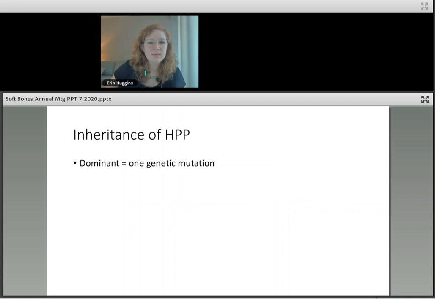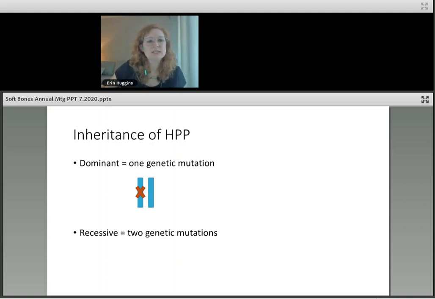So a really simple way to think about it is a dominant condition is caused by one gene mutation. So if you've got two copies of a gene, one from mom, one from dad, a dominant mutation or a dominant condition, there is only one mutated copy of that gene. So you've got one that's mutated over here with the X on it and one that is working normally.